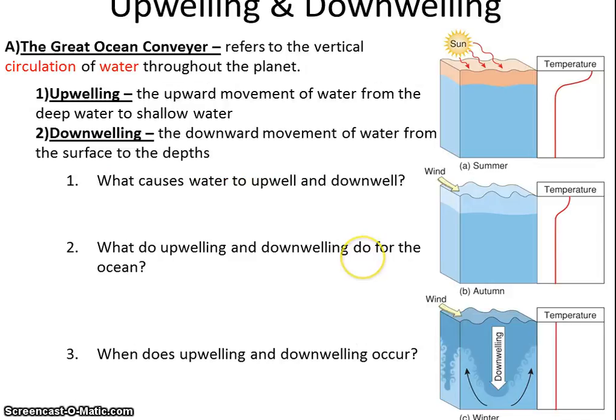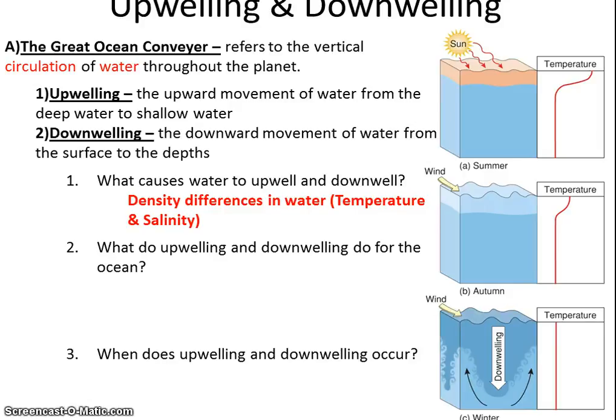But what about upwelling and downwelling? Upwelling and downwelling has to do with density. Water sinking or downwelling in itself is caused by temperature and salinity. Cold, salty water sinks. And the opposite, warm, relatively fresh water, rises. In other words, cold, salty water downwells to the bottom of the ocean, and warm, relatively fresh water upwells to the surface of the ocean.